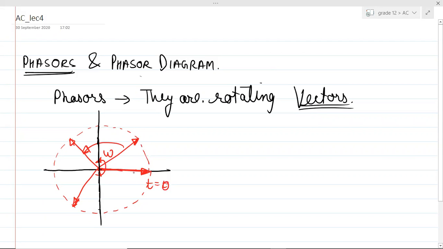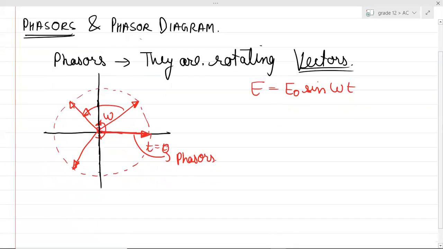Is this clear? So basically this is a phasor. A phasor is basically if you draw a vector and you rotate it about a fixed point, and generally that point is its tail, right? So this is particularly called your phasor diagram. Now suppose there is an EMF which is equal to E naught sine omega t. I want you to draw a phasor of this one. I'll tell you about the phase as well, what exactly the phase is.